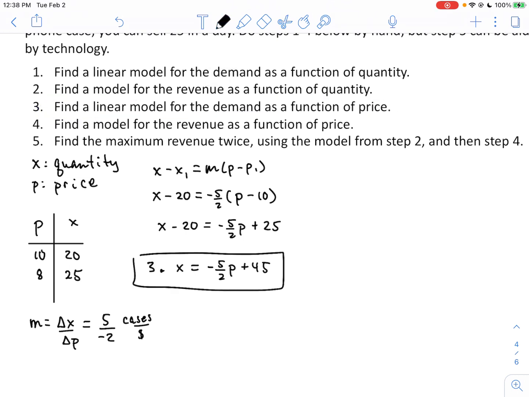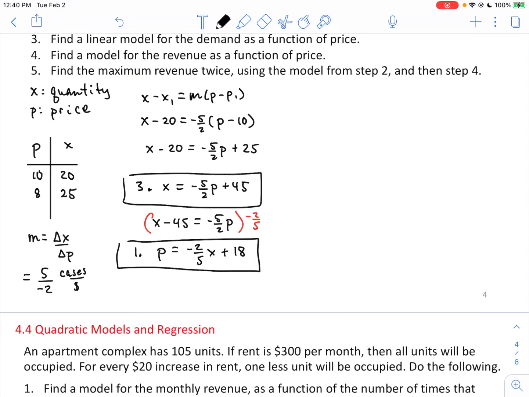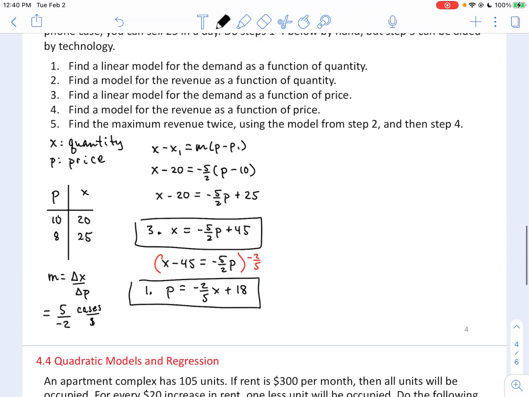If I want to go back and answer part 1, I just have to take this equation and solve it for price. So we have x minus 45 is equal to negative 5 halves p. Now multiply both sides by negative 2/5, and I'm distributing. So price is equal to negative 2/5 x, and negative 2/5 times negative 45 is positive: a fifth of 45 is 9, and double that is 18. This answers question 1. Here's our demand as a function of quantity.